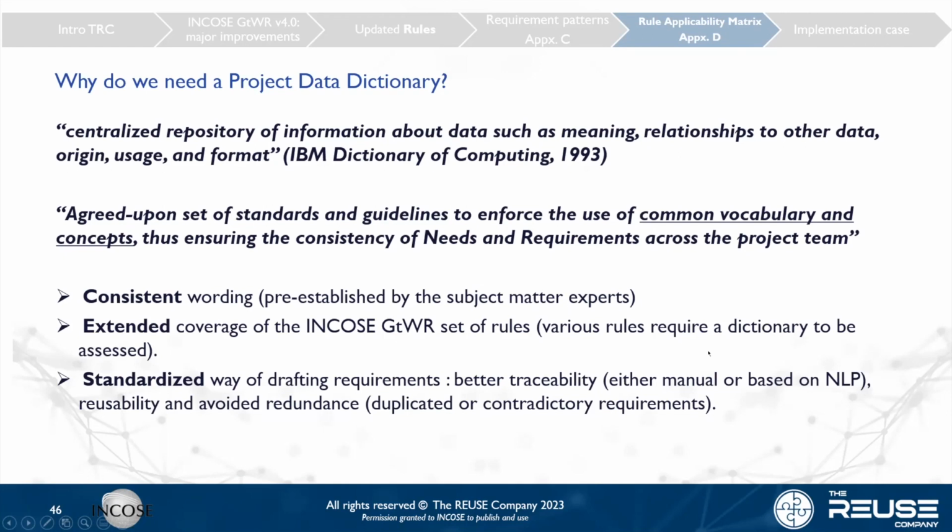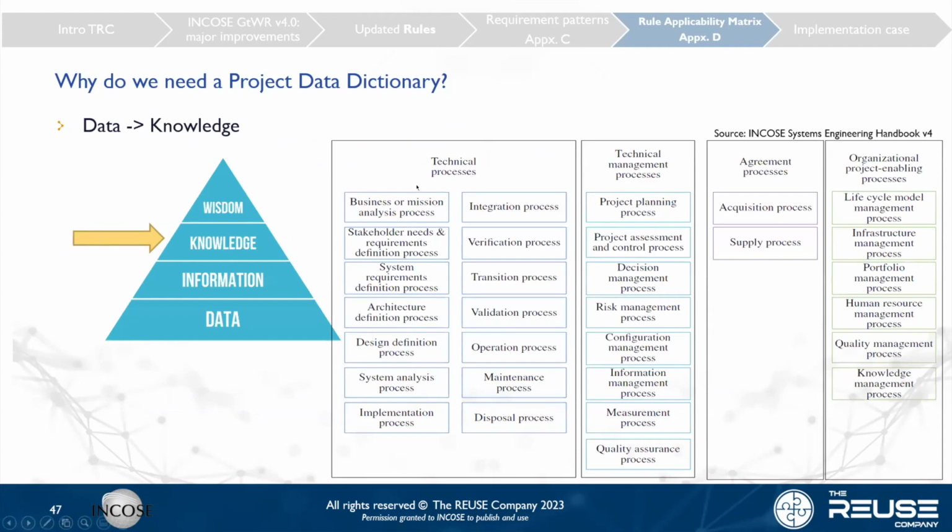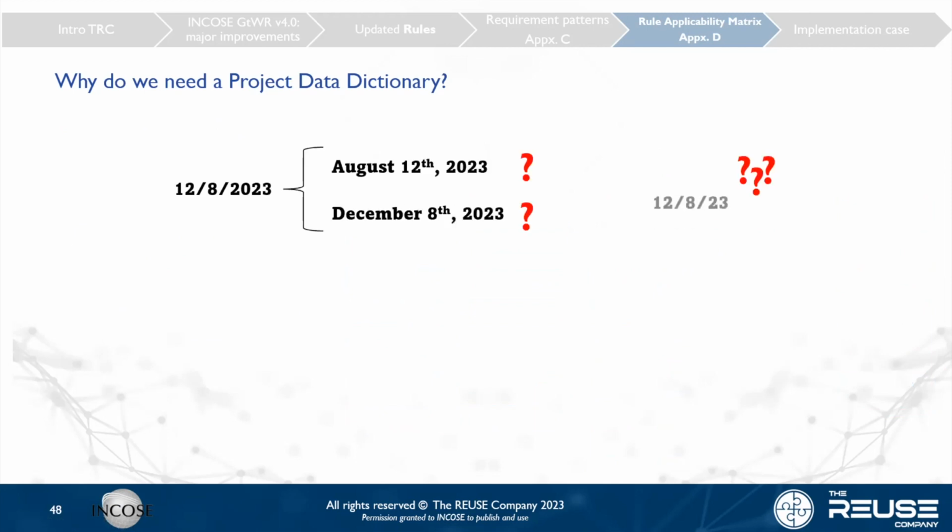And this allows to extend the coverage of the rules, as we just mentioned. So various rules require the dictionary to be assessed. And also it's helping in the standardized way of drafting requirements because it's fueling the patterns that I mentioned before. And this is what also sets the foundations for the higher level of assets that we need in organizations, which is knowledge. So we need these project data dictionaries to convert into valuable knowledge for the organization. This is just an example about defining conventions and project data dictionaries. So it's not just about wording, it's also about conventions and formats. So as I said, for the decimal format, so if you use dates, you have to make sure that you have the same format.